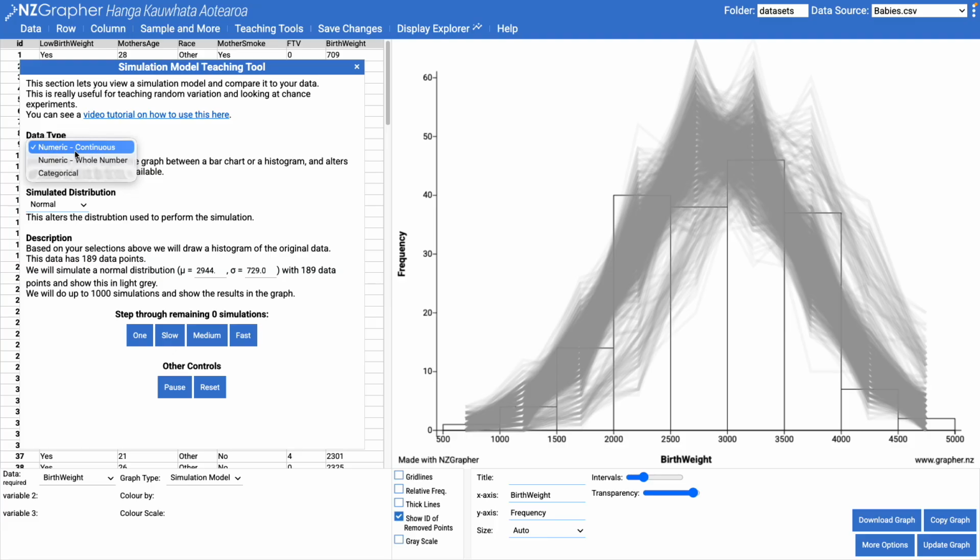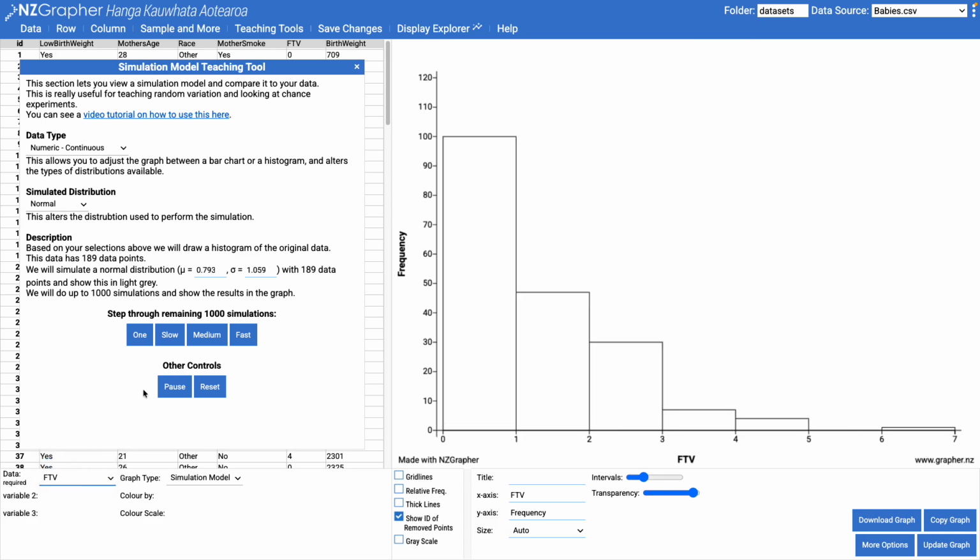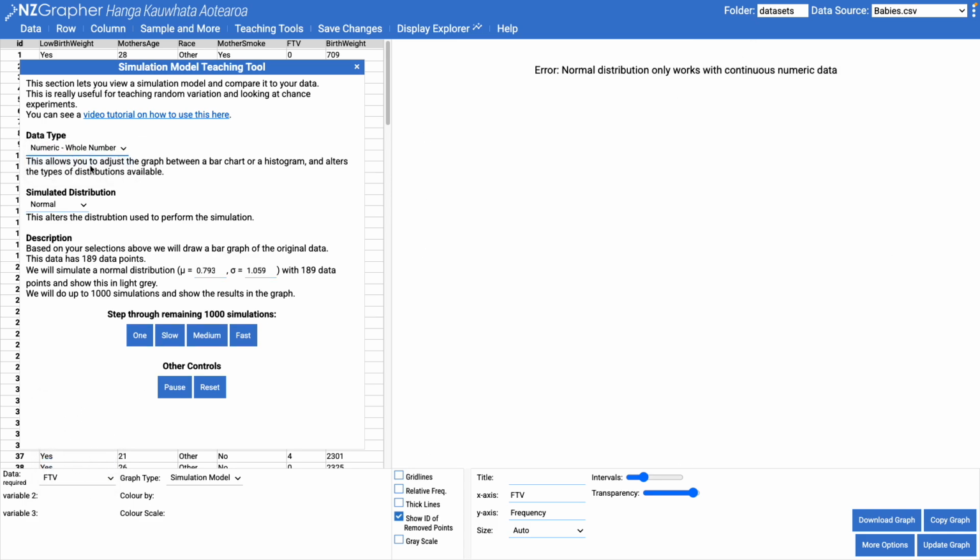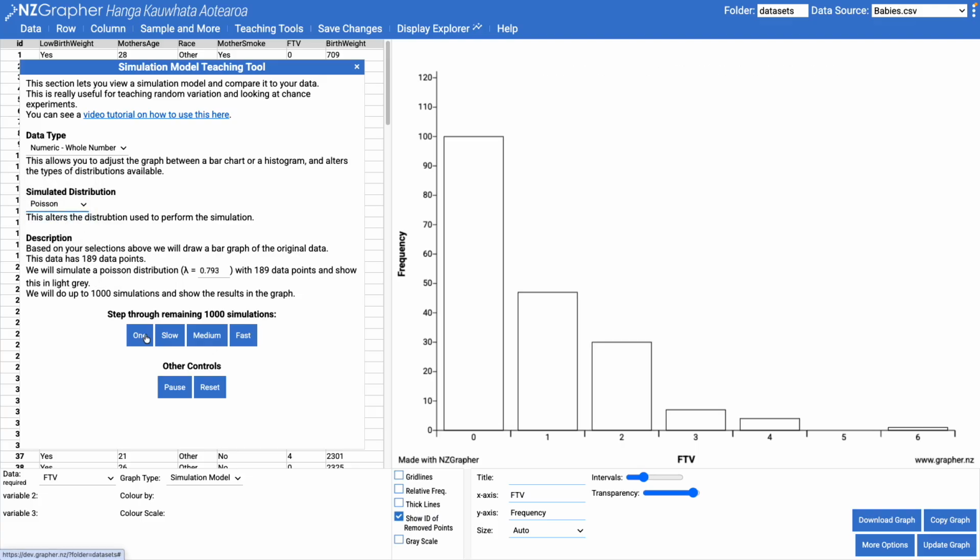Now, what happens if you don't have a continuous variable? Let's say you've got a whole number variable. So let's have a look at FTV. FTV is the number of visits the physician makes during the first trimester to the mother. And we can do a couple of different distributions for that. We could look at the Poisson distribution. So again, I will step through that quite quickly.